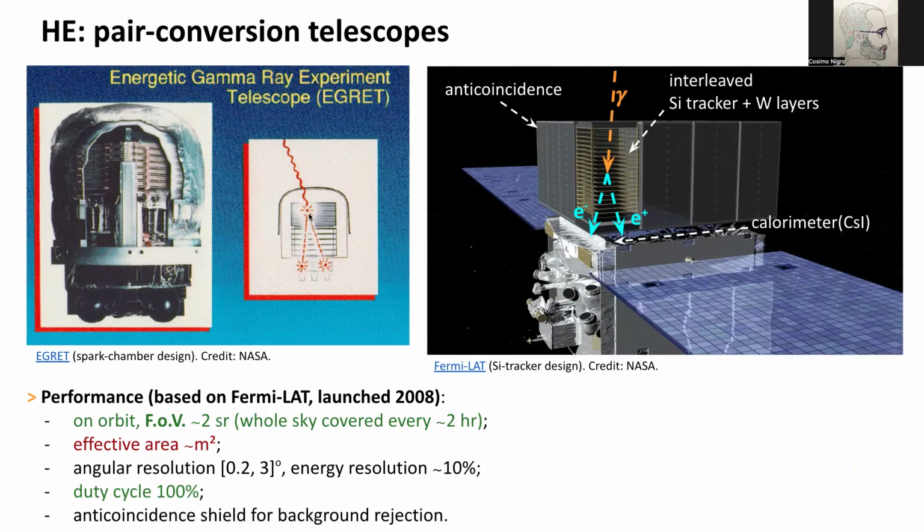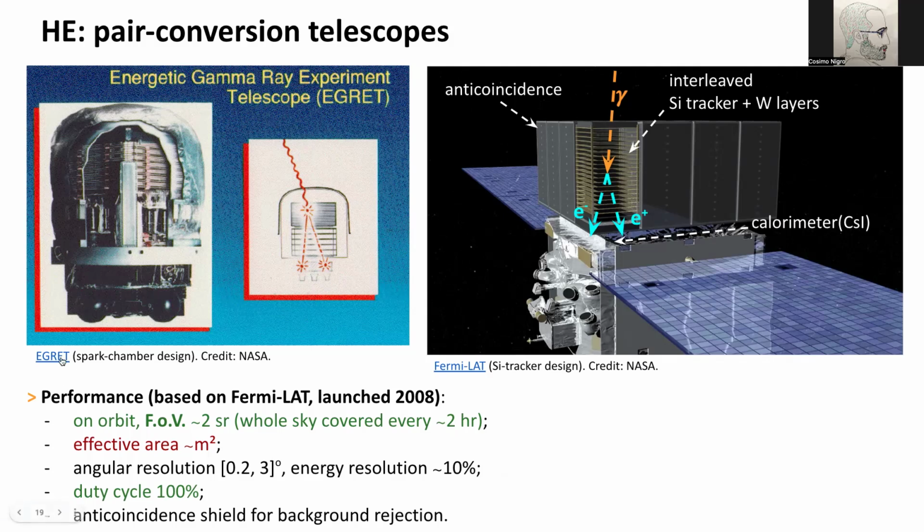The tracker serves basically the purpose of converting the incoming gamma ray into two electrons that we can track, such that we can reconstruct the direction of the incoming photon. And then basically we also have a calorimeter to capture this electron and measure the energy, obtaining an estimate of the energy of the incoming photon.